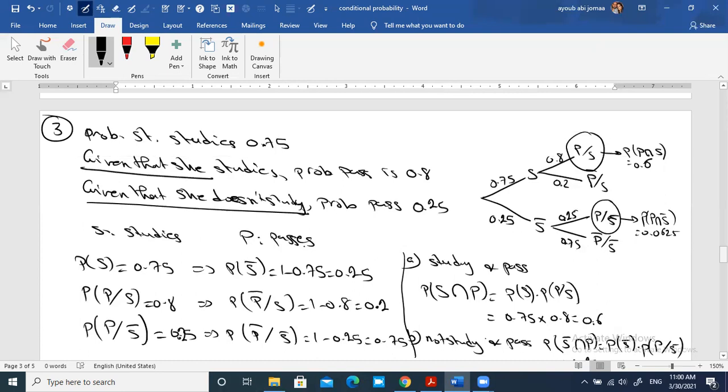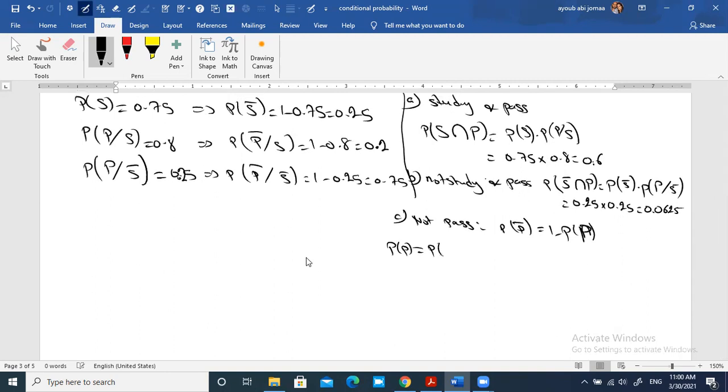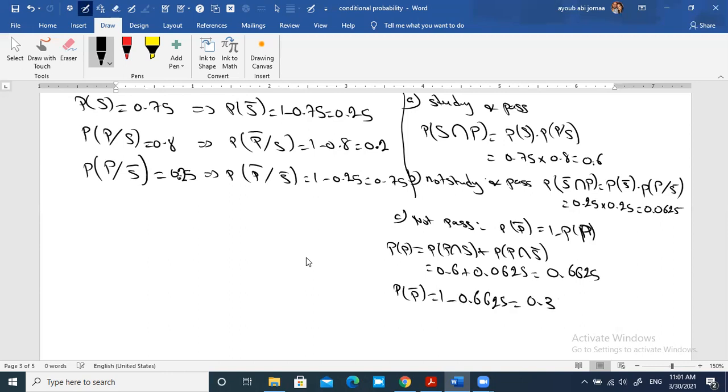هاي she will pass the exam بوحده من الاثنين: يا اما she will pass the exam and she studies، she will pass the exam and she doesn't study. ونحن already جبناهم using the total probability. The probability of P هي probability of P intersection S plus probability of P intersection S bar، اللي هي 0.6 plus 0.0625، والانسر 0.6625. It is the probability that she will pass the exam. طيب probability of P bar بتكون 1 minus 0.6625 وبيطلع answer 0.3375.